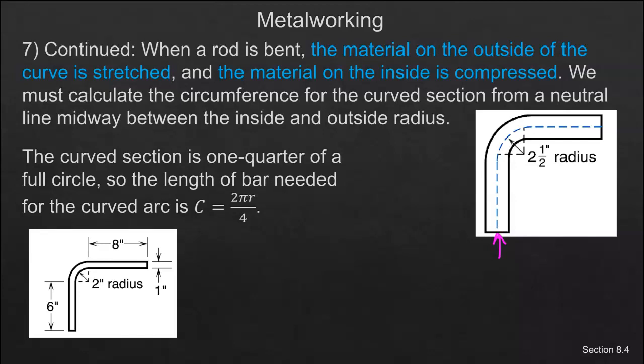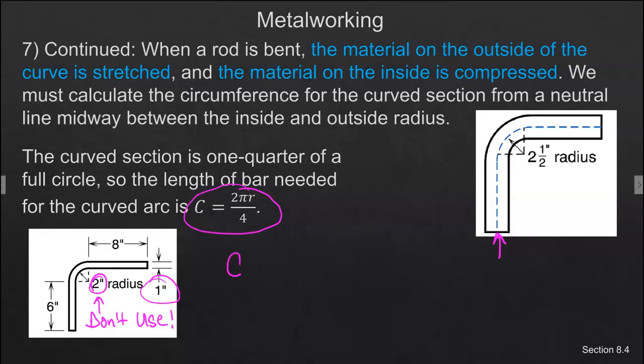Okay. The curved section is a quarter of a full circle, so the length of the bar needed is this. We basically just take the formula for circumference and divide it by 4 because it's 1/4 of a circle. Also, this piece of metal is 1 inch wide, so to the midline that would be half of an inch. So we take the 2 inches and add a 1/2 inch for our new radius. We can't use this one, right? Don't use that one. You have to go ahead and figure out what is the length of this when it goes to the middle of this piece of metal.